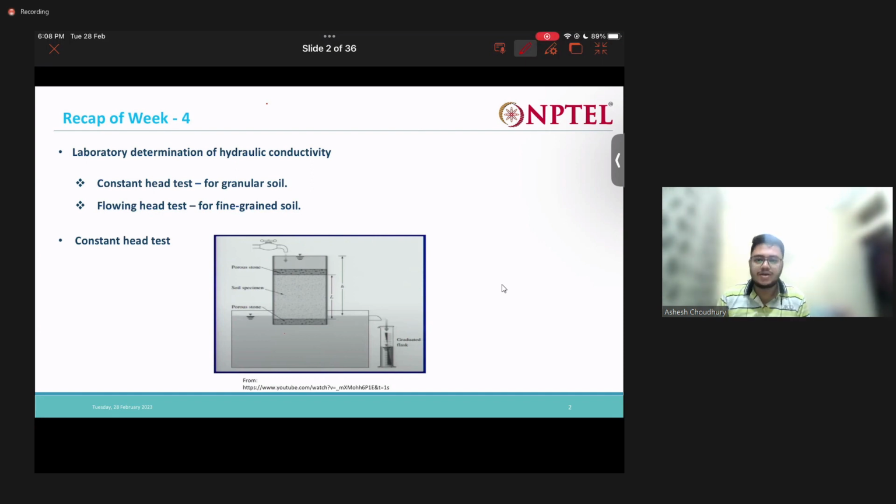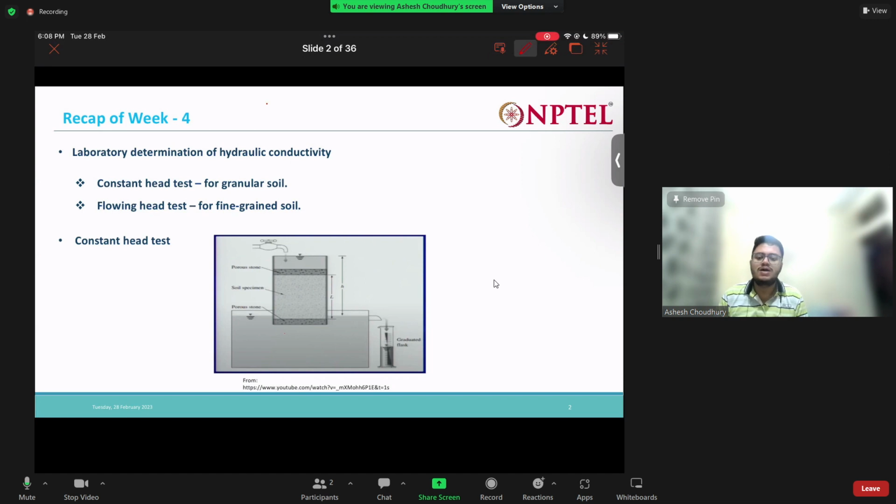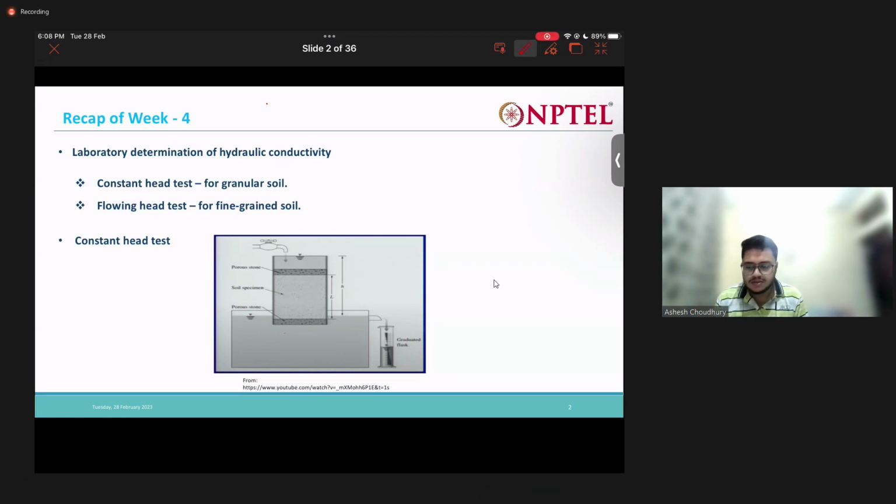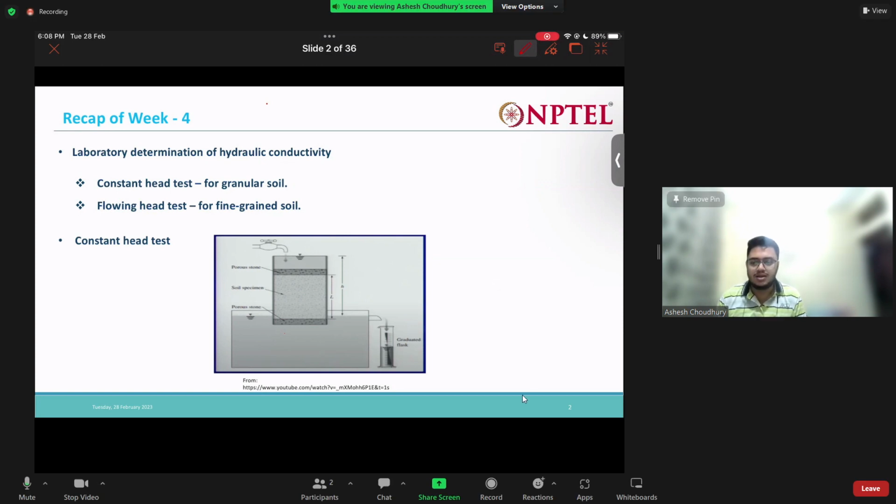Our first topic is laboratory determination of hydraulic conductivity. That means laboratory determination of the permeability value, meaning the K value. Hydraulic conductivity means coefficient of permeability. So how do we determine the coefficient of permeability or hydraulic conductivity of any soil? How can we determine this in the lab? We will be looking into this in the beginning.